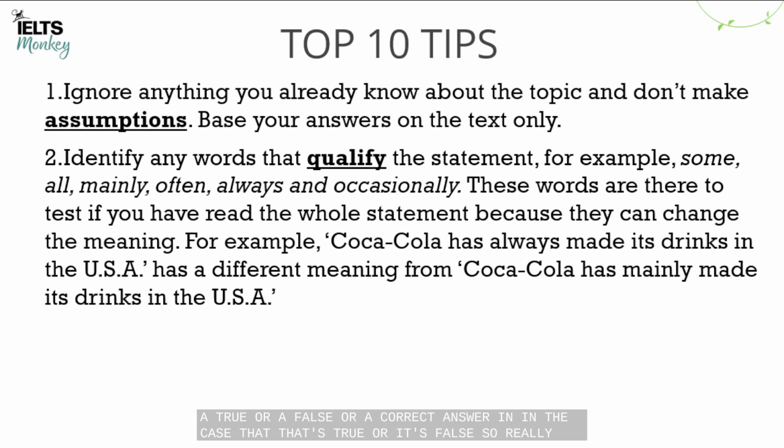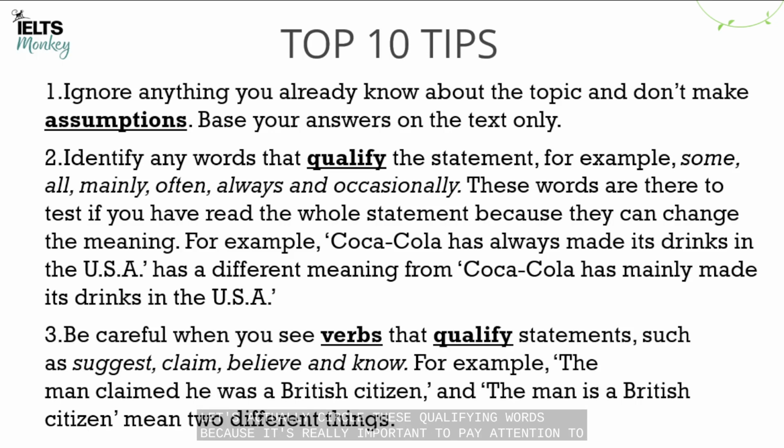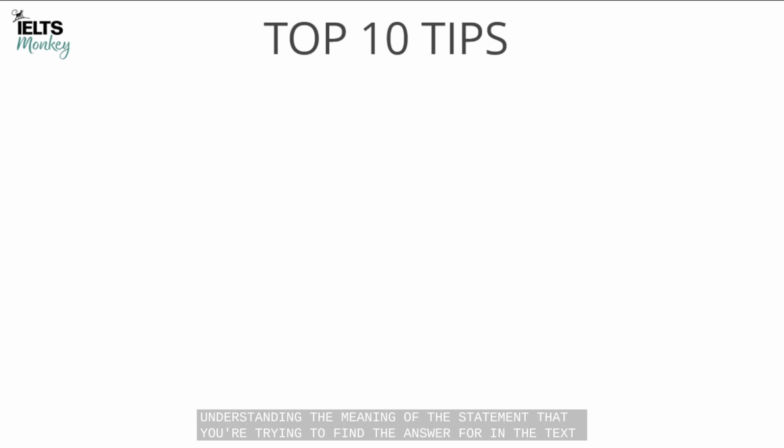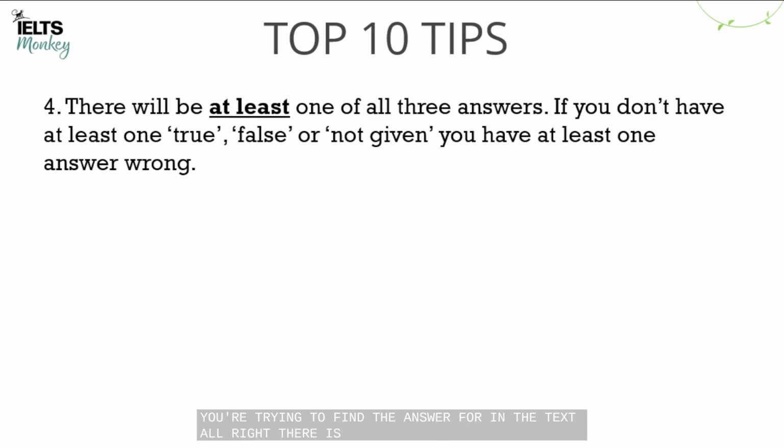So really pay attention. I always ask students to circle these words, right? Let's underline the key words, but let's actually circle these qualifying words because it's really important to pay attention to them. In addition, we want to take a look at some verbs that qualify. Again, we have this example here. The man claimed he was a British citizen, and the man is a British citizen. Again, these are two different meanings. So this comes back to really understanding the meaning of the statement that you're trying to find the answer for in the text.